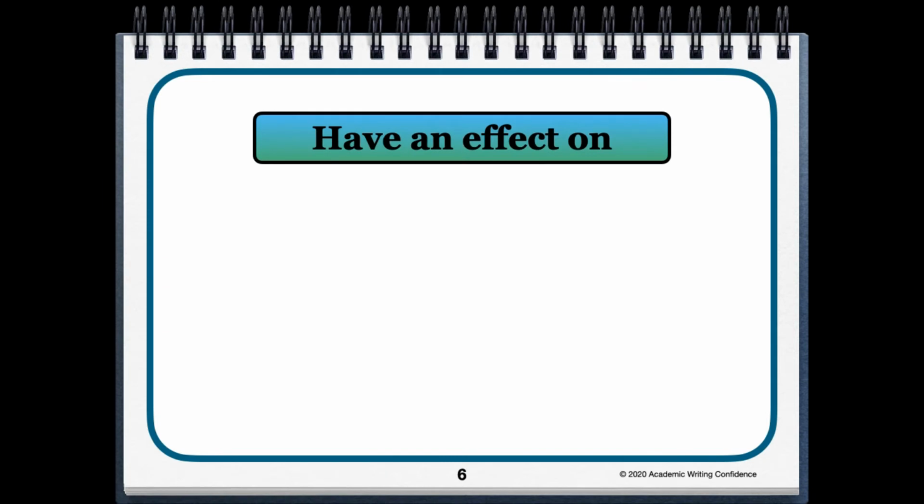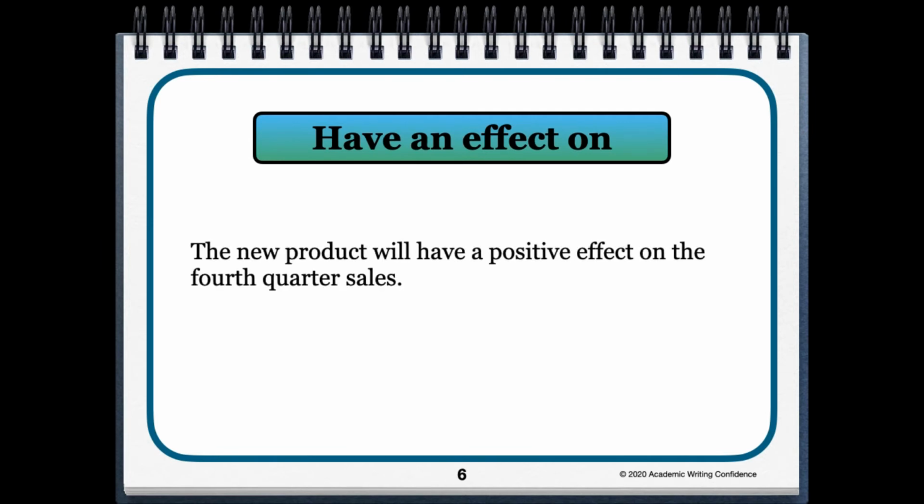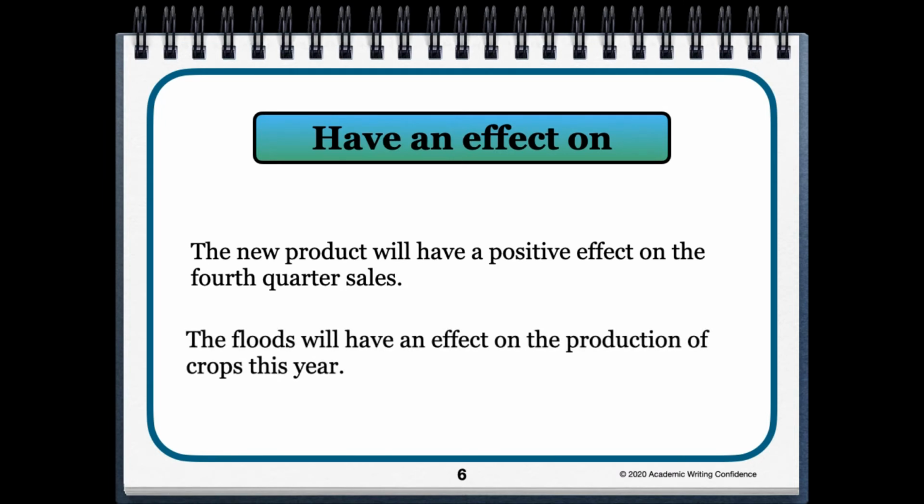Have an effect on. To have an effect on something or someone is to have a result from some cause. For example, the new product will have a positive effect on the fourth quarter sales. And here's another sentence. The floods will have an effect on the production of crops this year.